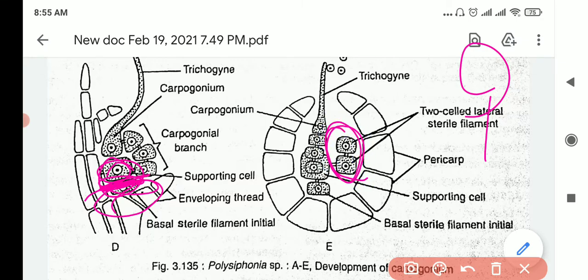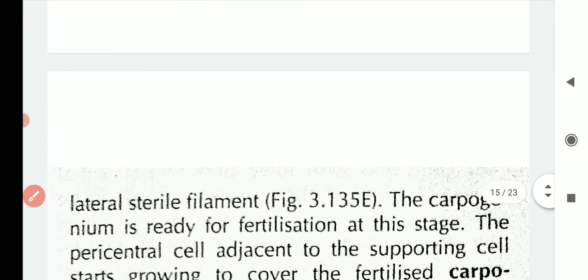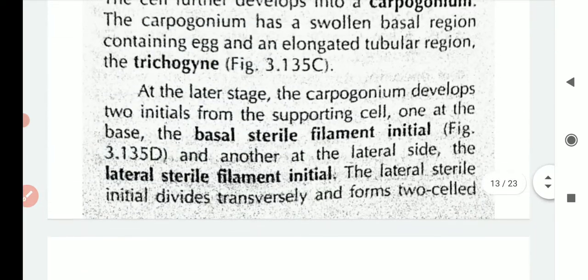Okay, so you see two lateral sterile filaments. And this one is one basal sterile filament initial. Okay, so this is how the development of the carpogonium is occurring.